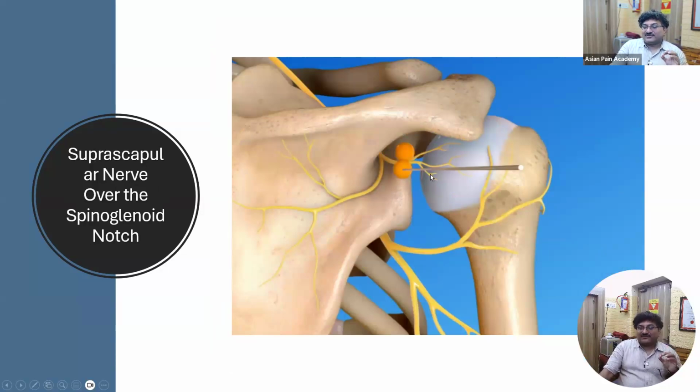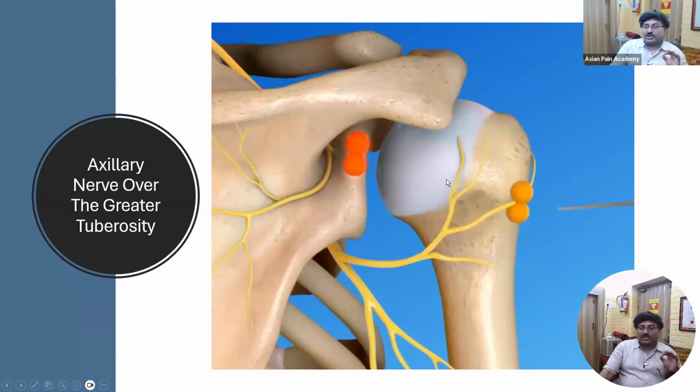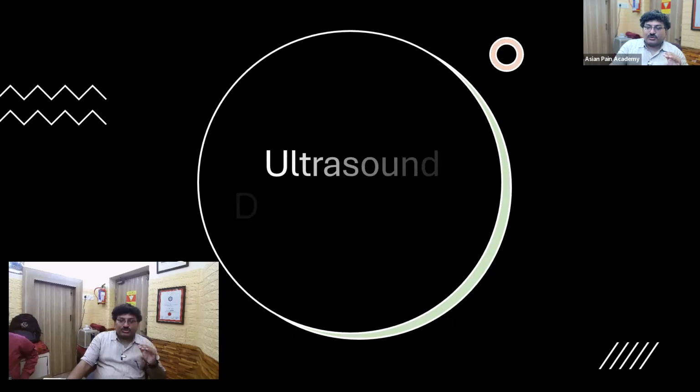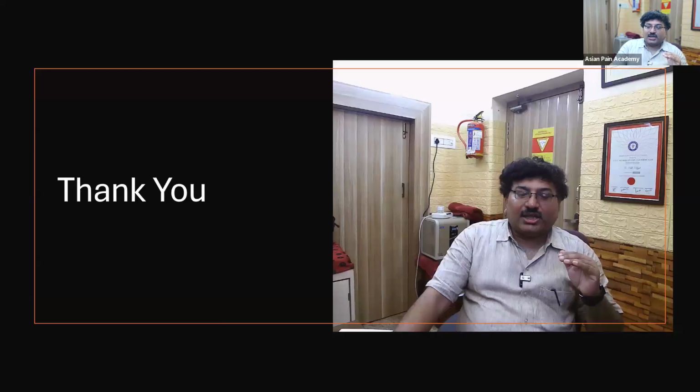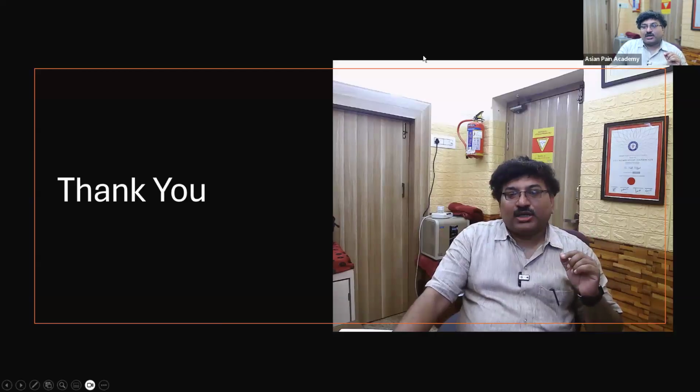So these three nerves need to be blocked in order to do a shoulder denervation, where you want to make the shoulder pain free in such a condition when in any other way you are not able to tackle the shoulder pain. Remember, this is also nowadays a very standard technique and is done very commonly. So that covers the shoulder ultrasound. Now those who have any questions, they can ask.